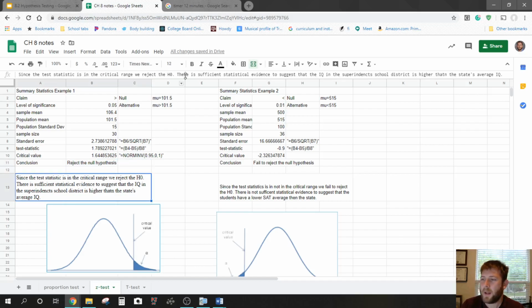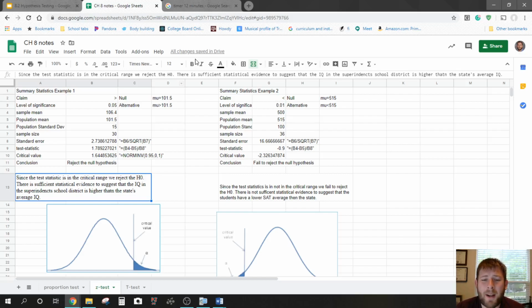Okay. So here's how we state that. Because we rejected the null hypothesis, and it has to be in context of the question that we are given: since the test statistic is in the critical range, we reject the null hypothesis. There is sufficient statistical evidence to suggest that the IQ in the superintendent's school district is higher than the state's average IQ.